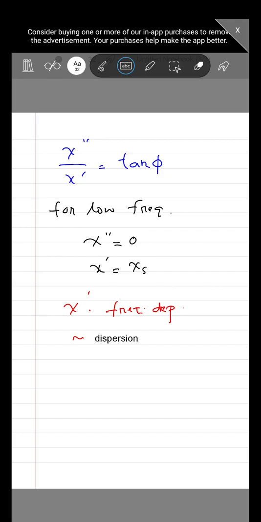So psi dash is the high frequency susceptibility, whereas psi double dash is the low frequency susceptibility, and psi double dash is a quantity which determines the absorption of energy by the specimen.